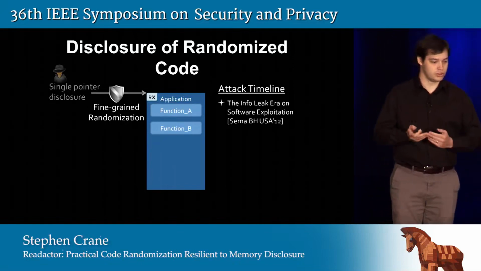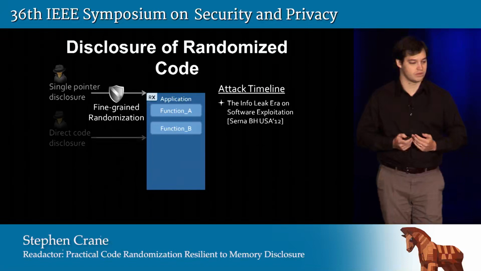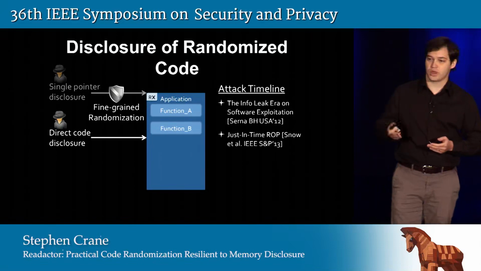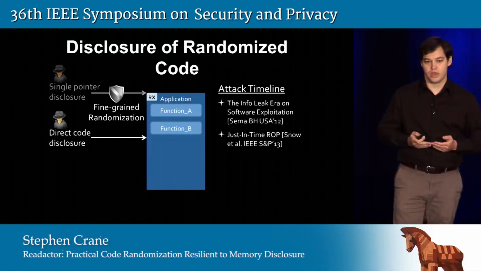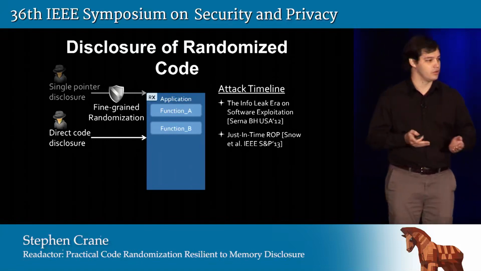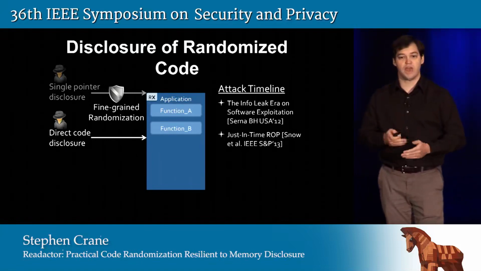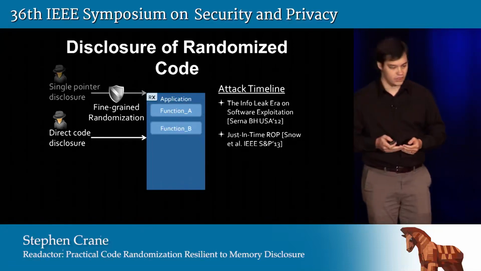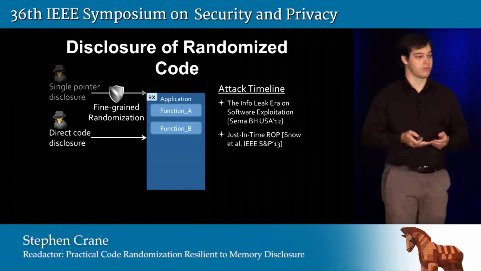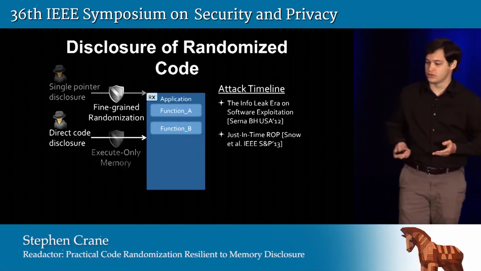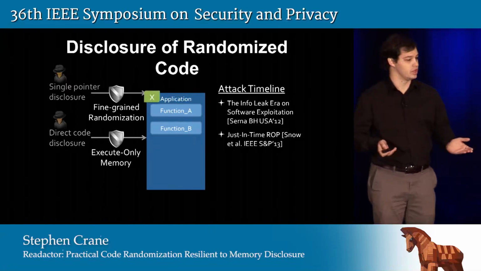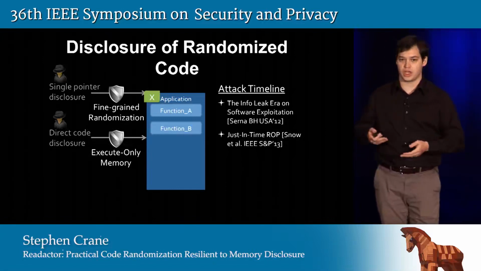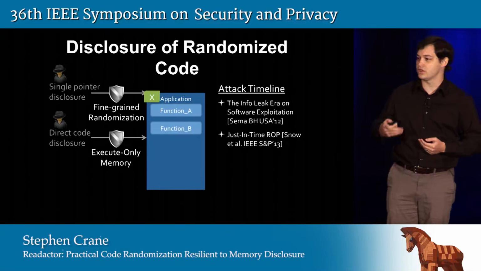Well, to get around this defense, Snow et al. proposed JIT-ROP, which uses what we term direct code disclosure. The attack reads the application code after it has been randomized, and then builds a ROP attack on the fly to target this specifically randomized version. It turns out that there's a very nice conceptual way to prevent this: prevent reads to code pages. Normally, the program doesn't need to read its own code, and so if we can enforce execute-only memory, we can prevent a JIT-ROP style memory disclosure where the attacker discloses the code pages directly.